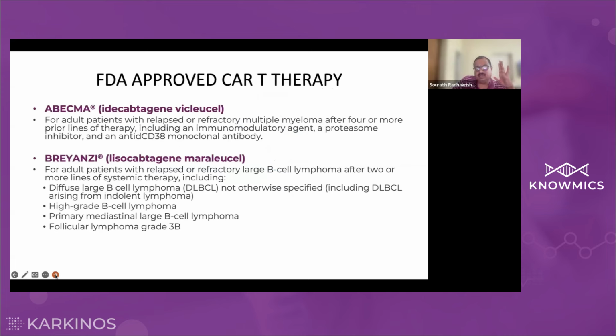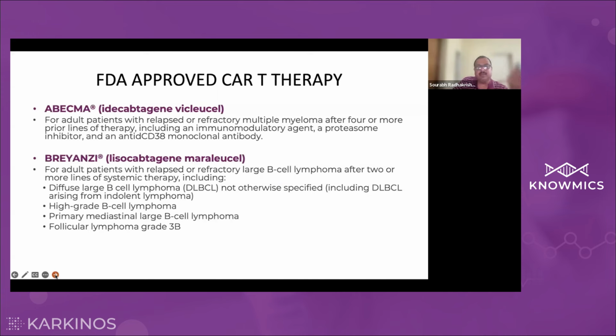So the US FDA has, as of now, approved 5 molecules. Abecma is for relapsed refractory multiple myeloma after 4 or more prior lines of therapy. As of now it is 4 or more, but as time passes, we are hoping to have this come up into earlier lines.